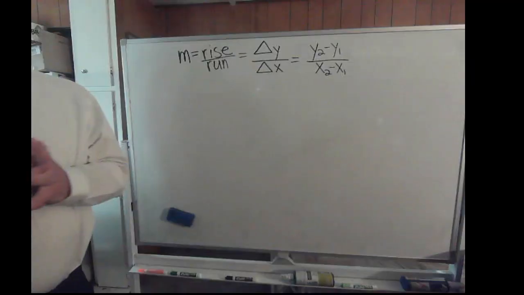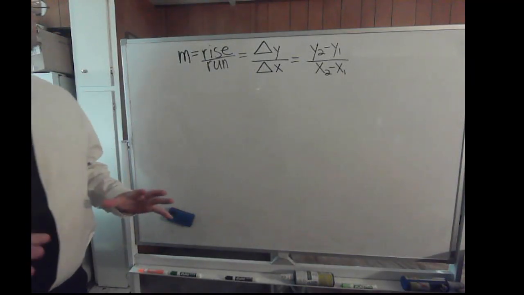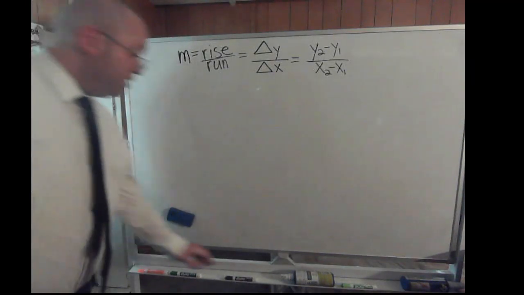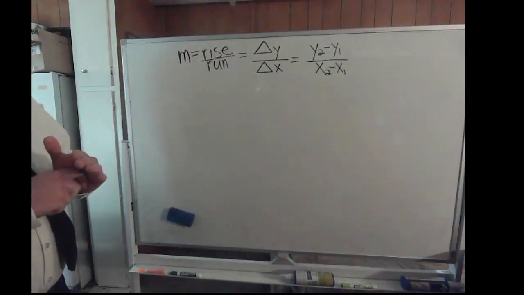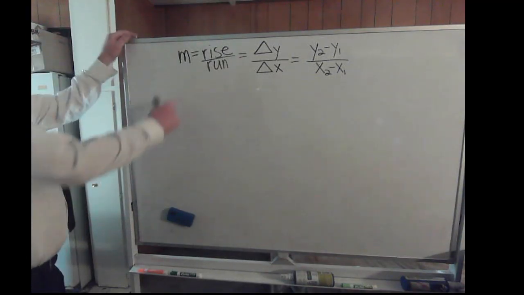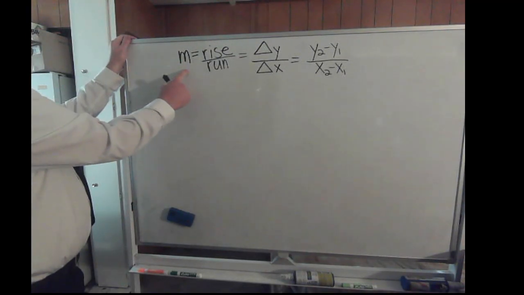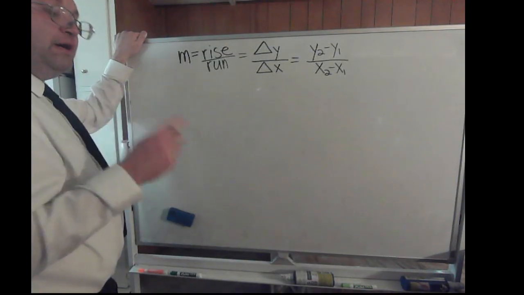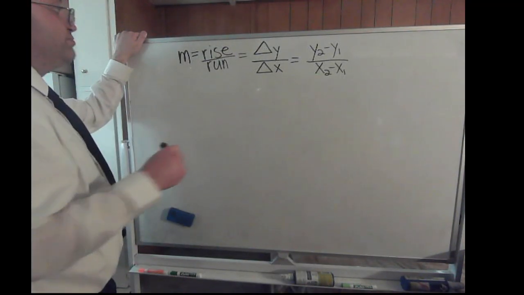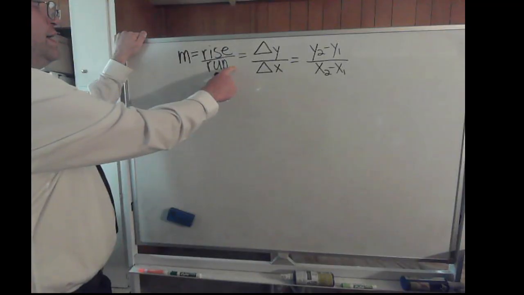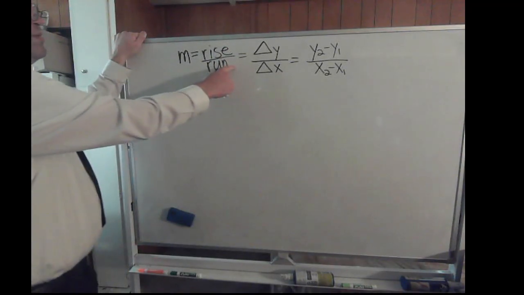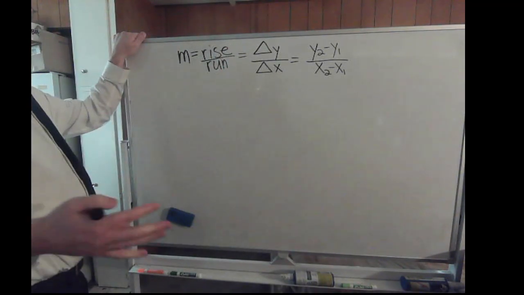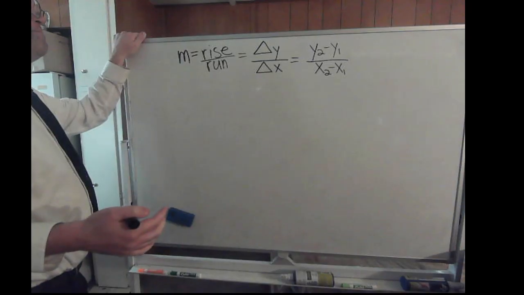So today we are going to talk about the slope of a line. Well, what is the slope of a line? It's often denoted by the letter M. What a lot of people are probably familiar with from pre-algebra is rise over run is the slope. The slope is another term for steepness of a line.